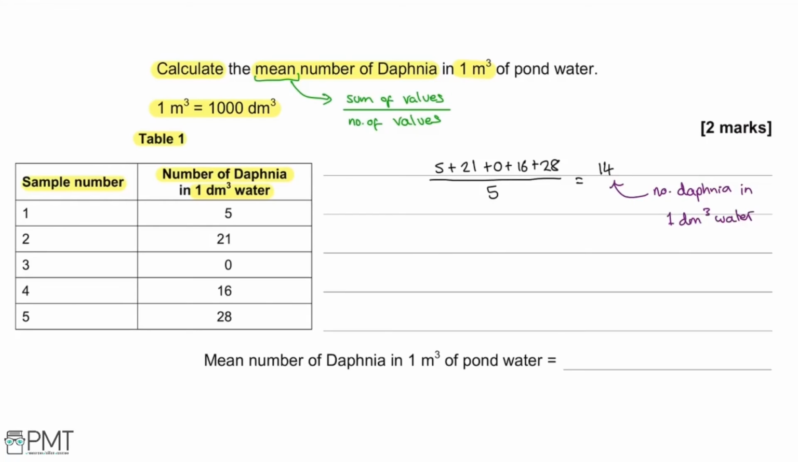However, looking at the line at the bottom, it says the mean number of daphnia in 1 metre cubed of pond water. So we've got to convert this value, and we've been given that 1 metre cubed is 1,000 decimetre cubed. So what we've got to do is multiply our 14 by 1,000. And the answer you get there is 14,000, so that's your final answer for this question.